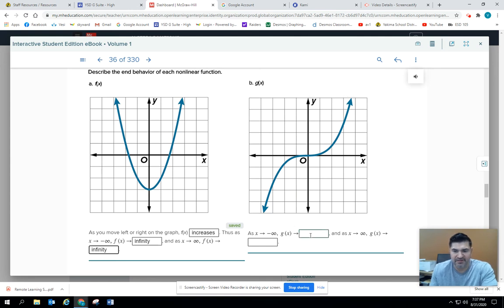All right, let's take a look at g of x over here. As x approaches negative infinity, what's happening here? Our function is going down, so it would be negative infinity. I'm just going to put minus infinity. As x approaches infinity, so as x is going this way, our function is going up and up and up. So this would be, what do you guys think? Negative infinity or infinity? We're going upwards, it will be infinity.